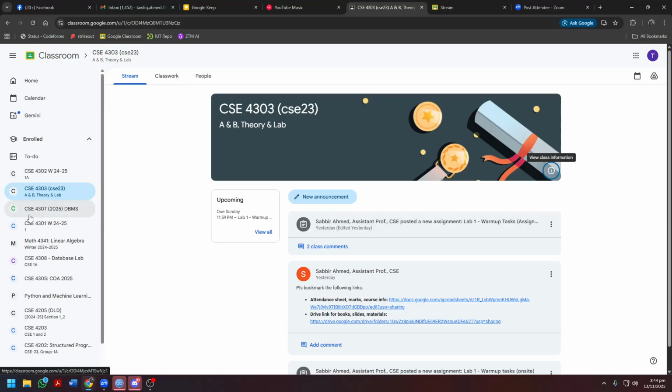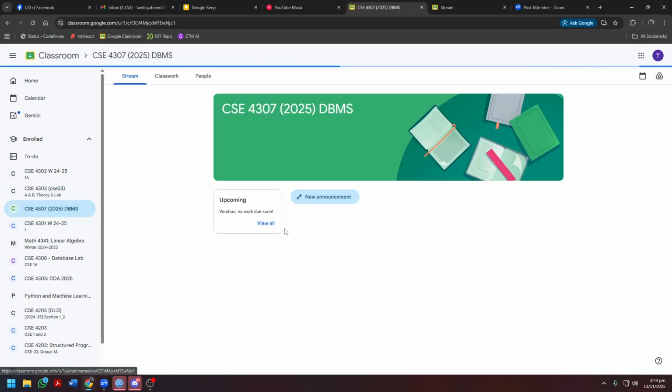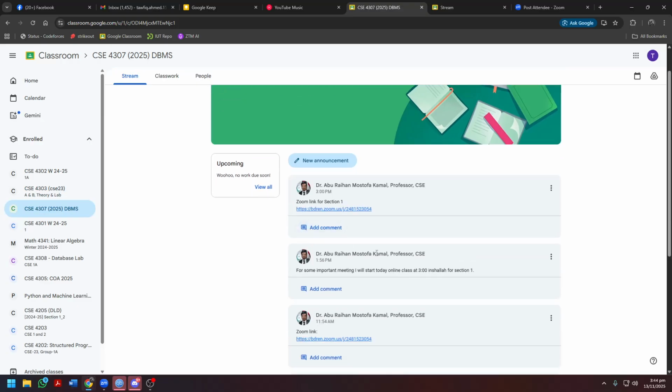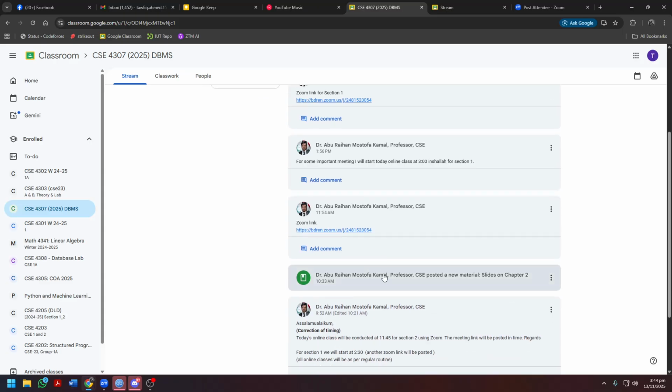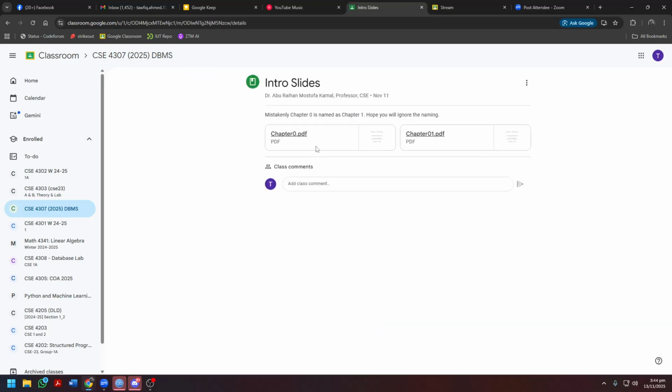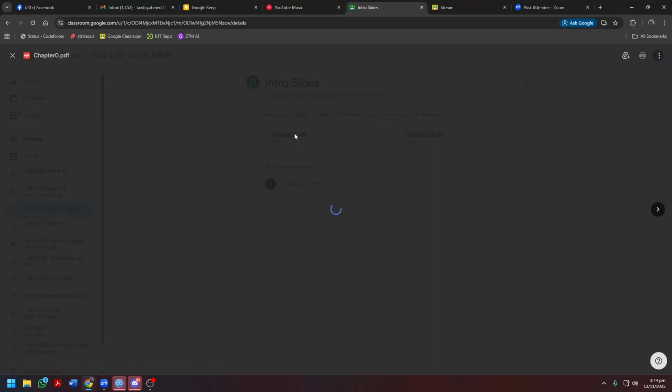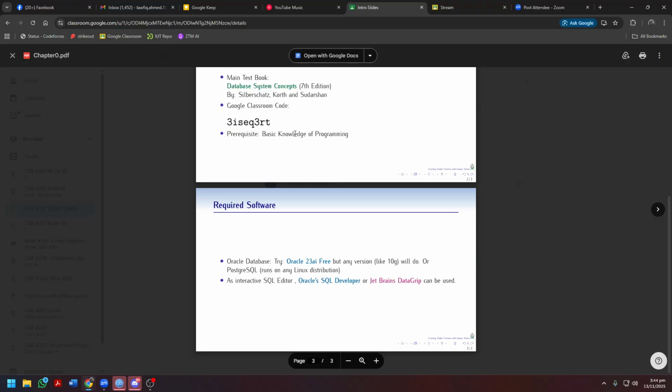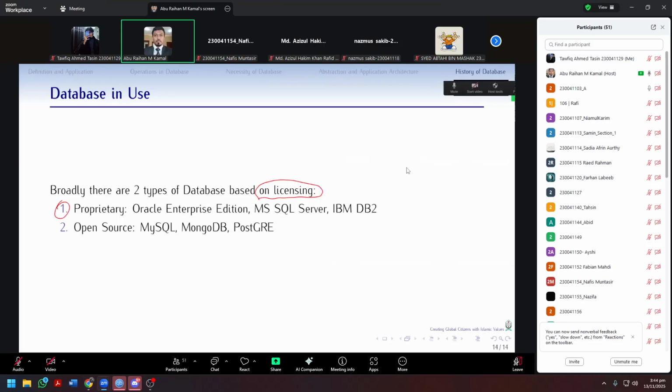Now, there are two types of database, based on licensing. You should know it. One is proprietary, and of them, the most important database in the world is Oracle Enterprise Edition database. They are the leader in this market, no doubt, because they have been working from the very beginning. They have very, very strong experience, and their customer base is very strong. So, for example, in Bangladesh, who are their customers? Do you know? The banks. All banks, no doubt about it.